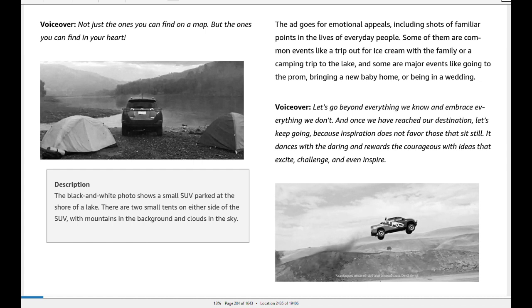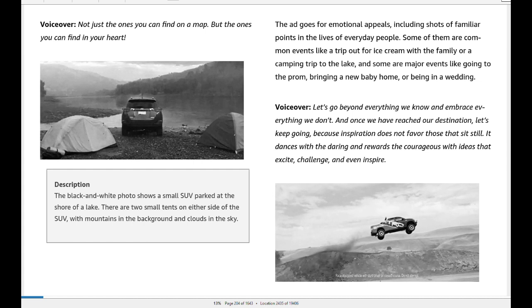The black and white photo shows a small SUV parked at the shore of a lake. There are two small tents on either side of the SUV, the mountains in the background, and clouds in the sky. The ad goes for emotional appeals, including shots of familiar points in lives of everyday people. Some of them are common events, like a trip out for ice cream with the family or a camping trip to the lake, and some are major events, like going to prom, bringing a new baby home, or being in a wedding.